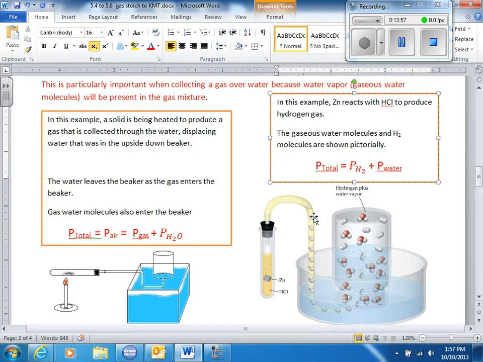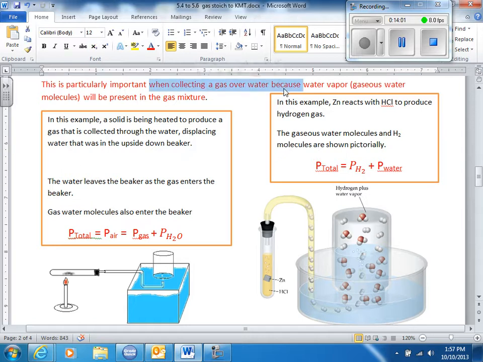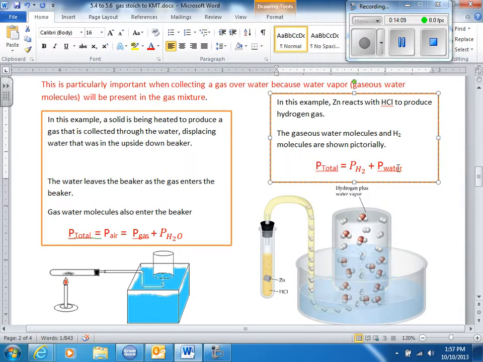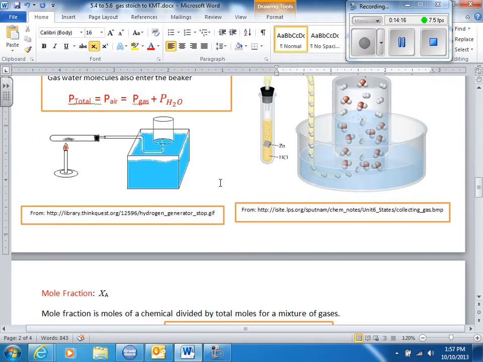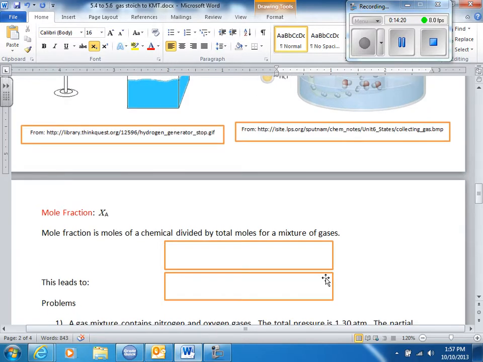Whenever you collect a gas over water, key words, and you're trying to find the pressure of just the gas, you have to take the total pressure and subtract off the water pressure to get the gas by itself. Okay, that's just telling you where those pictures are from. There's another term you need to know, and then we'll do some problems.